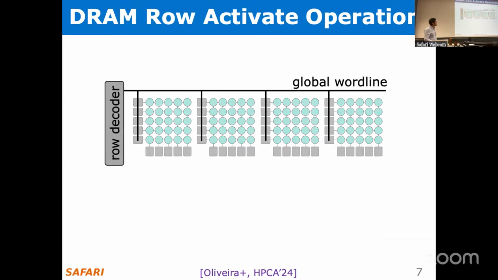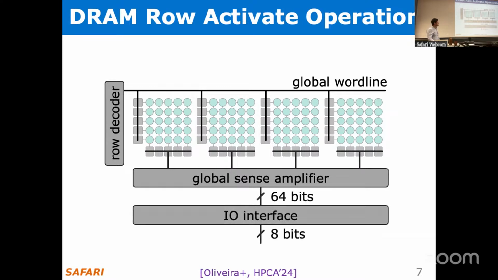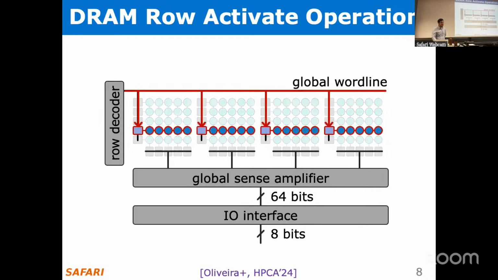The global word line spans the whole subarray and controls local word line drivers. Those are the small gray rectangles that are not visible. And the local sense amplifiers are connected to a global sense amplifier. The global sense amplifiers are further connected to the I/O interface. To access a DRAM row, you send an activate command. When the DRAM chip receives the activate command, the global and local row decoders enable the word line of the target row.